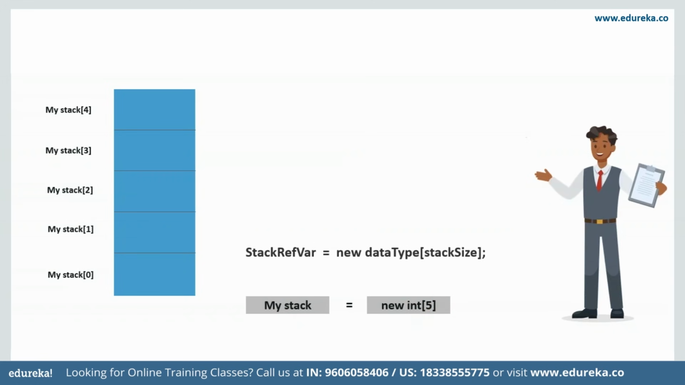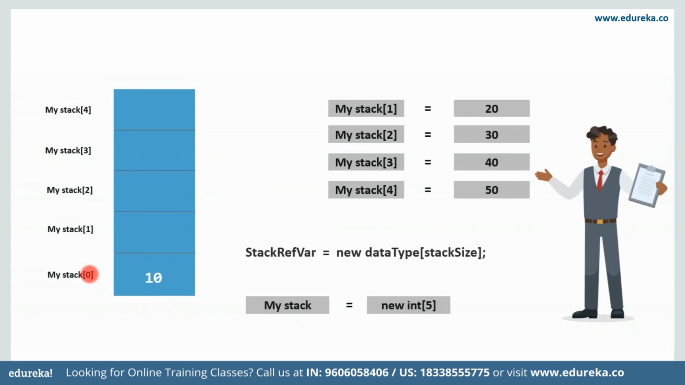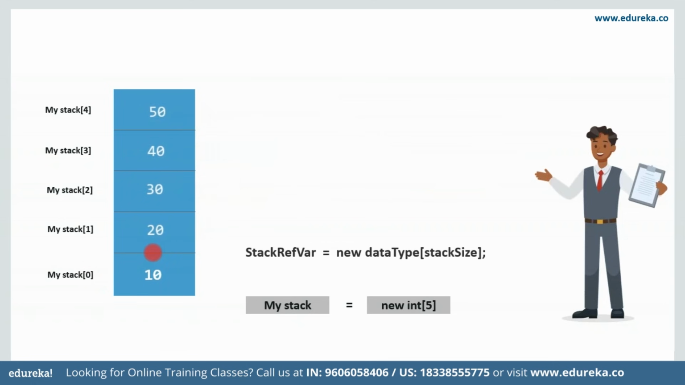So let me include my first element, which is 10. What happens here is, in the same way that we saw in arrays, the element 10 will be stored in the first memory location of the stack, that is 0. Followed by that, let us try to include a few more elements in the same way. We have 20, 30, 40 and 50. So these elements will be stored in sequential order in the same way as in arrays.